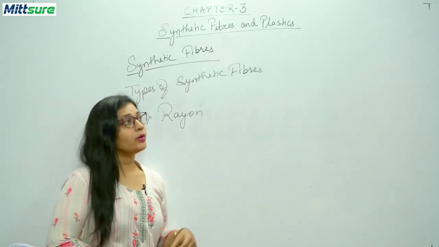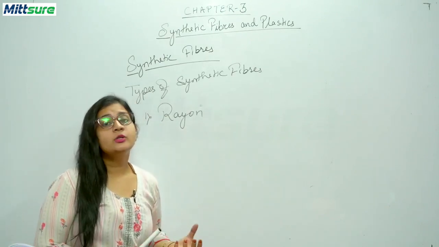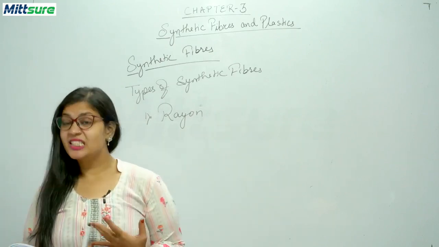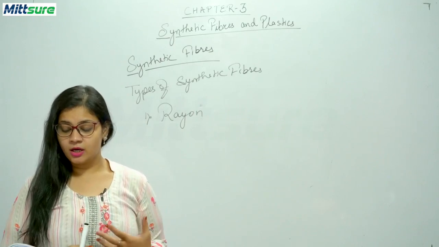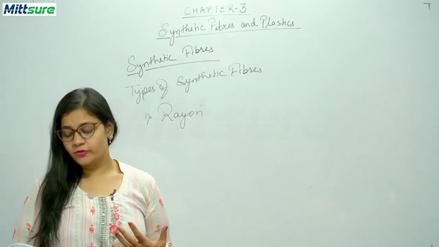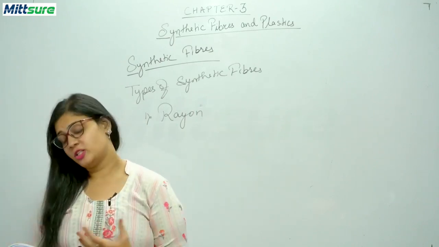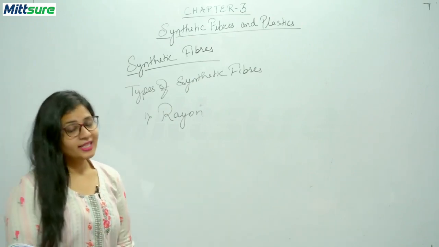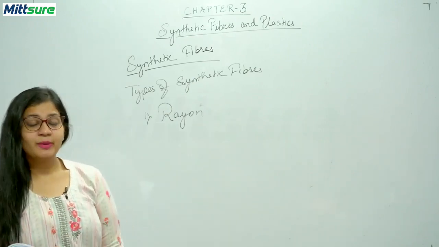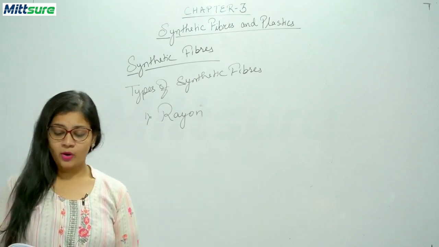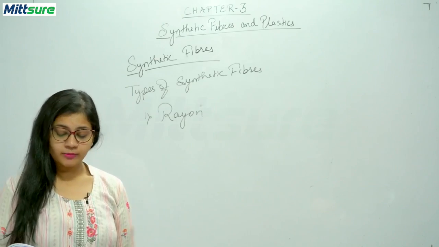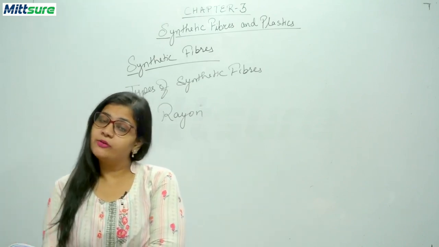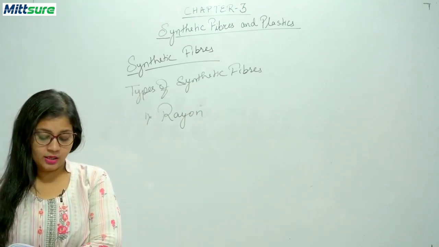Okay students, now uses of rayon. Rayon is used to make shirts, ties, home furnishing, that is bed sheets, curtains, tablecloths, sofa covers, etc. and bandages also. There's a fact file given students. The fact is many people prefer to describe rayon as semi-synthetic fiber as it is synthesized from cellulose which is obtained from plants.